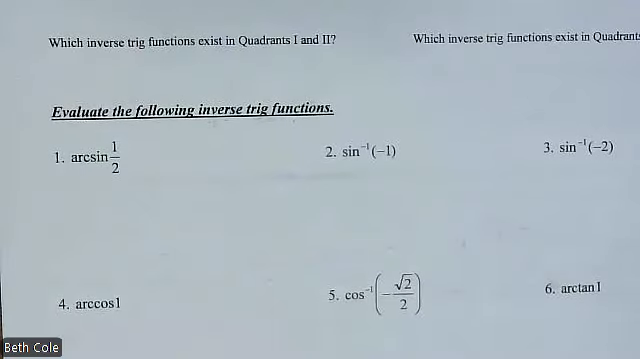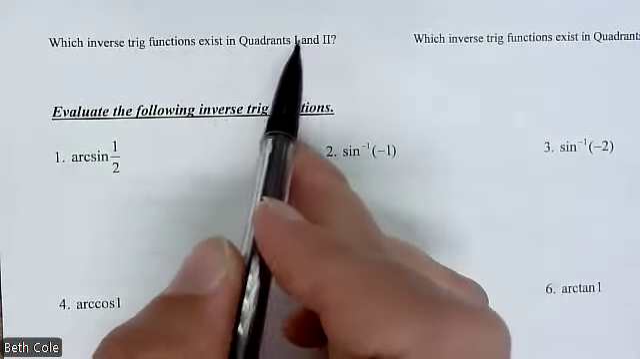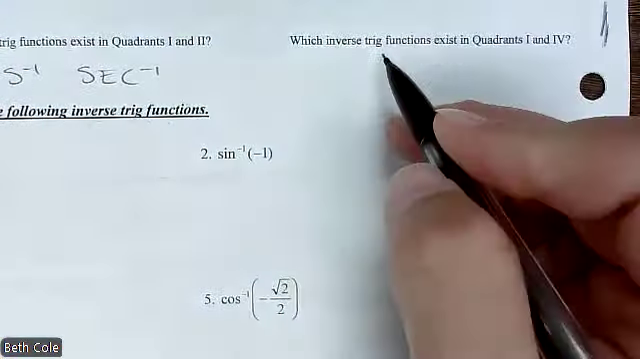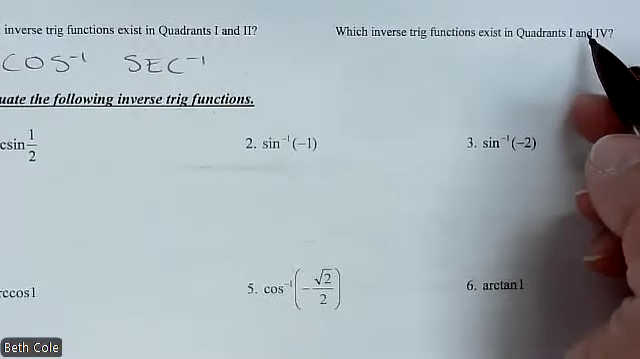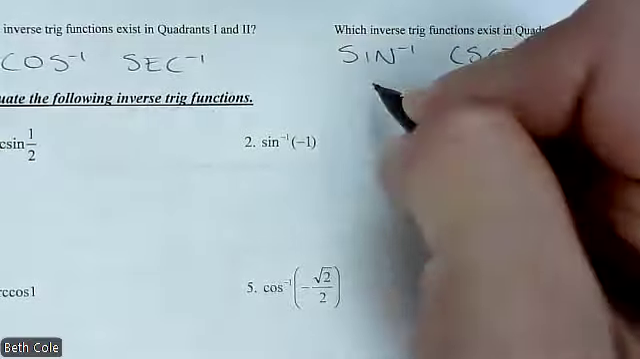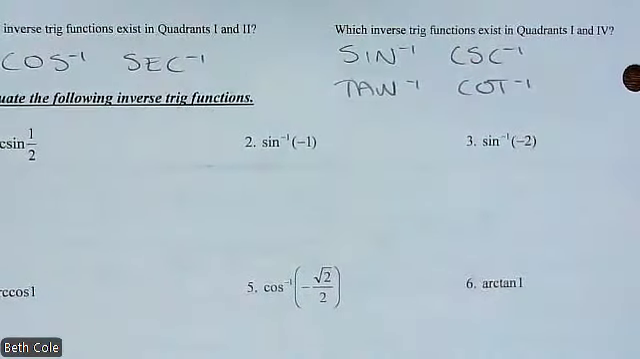Record here. So what we went over last time, and I'm just saying it again so it ends up on the recording: the inverse trig functions that are in quadrants 1 and 2 are the even ones, cosine and secant. And the ones in quadrants 1 and 4 are the odd ones, which are all of the others. So what we're going to do today is take that information and actually answer some questions.